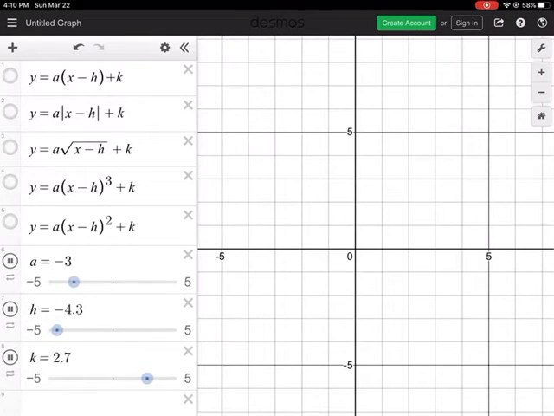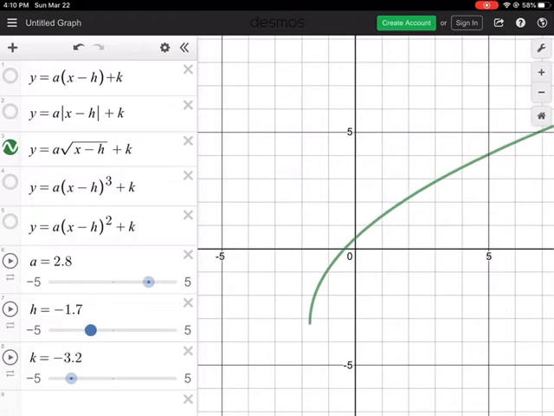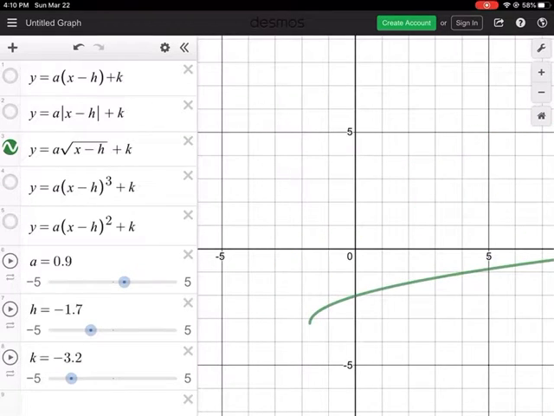We also have the square root graph. The square root graph is a little confusing. That one is actually half of a sideways parabola. So right now, the green is the top half. If you visualize the same shape on the bottom, that would be the bottom half. So the square root graph, right now you're seeing the top half of a sideways parabola.